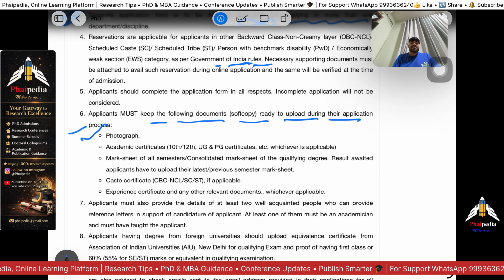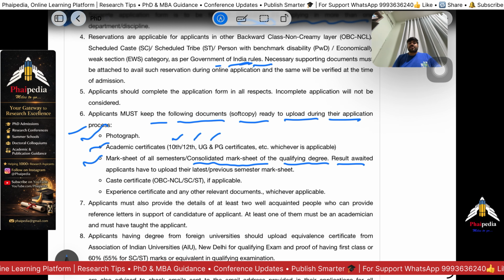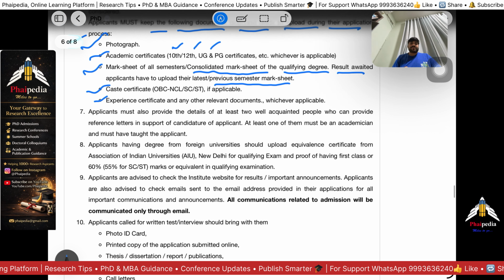So first one is photograph, second one is academic certificates like 10th, 12th, UG, PG certificates, whichever is applicable. Mark sheet of all the semesters or consolidated mark sheet of the qualifying degree. Result awaited applicants have to upload their latest or previous semester mark sheets. Also, caste certificate if applicable, experience certificate, and any other relevant document, whichever applicable.